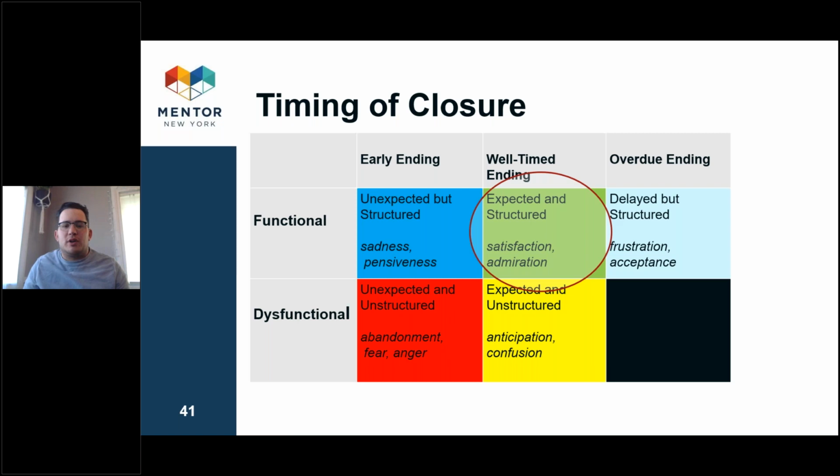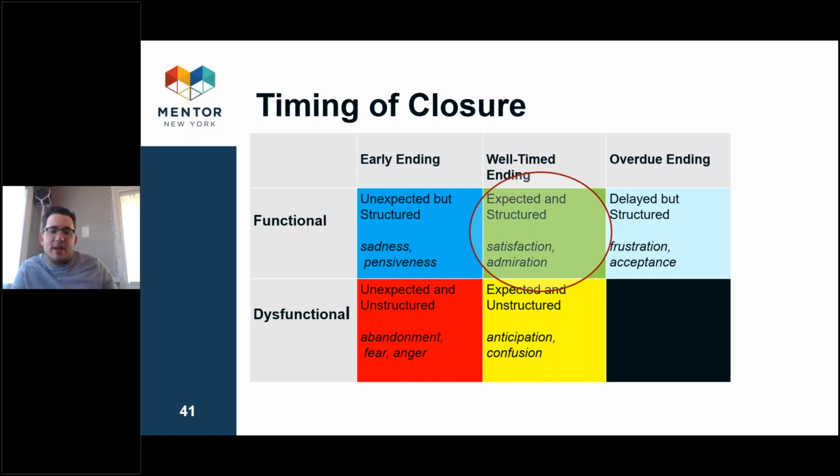And so what we want to shoot for is that well-timed functional ending, right? We're coaching the mentors a month or two months in advance around what to expect and some ways to talk about this. We're telling the mentees, hey, the mentoring relationship is going to end at this point.